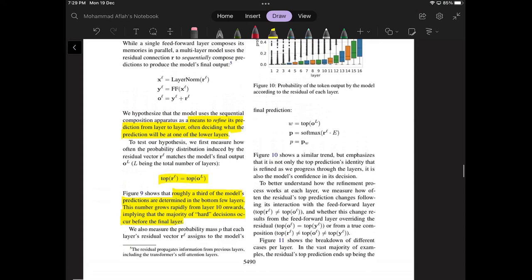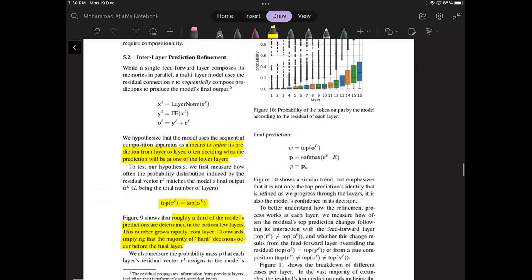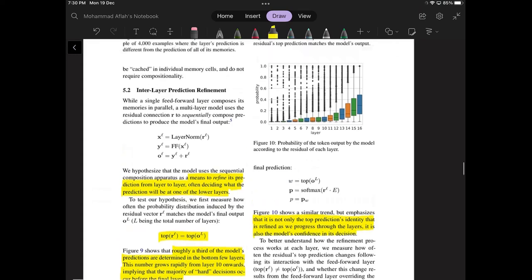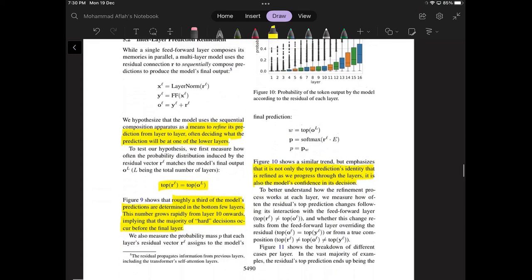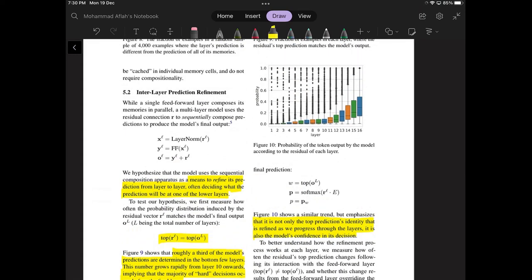We also measure the probability mass p that each layer's residual vector assigns to the model's final prediction. Figure 10 shows a similar trend but emphasizes that it is not only the top prediction's identity that is refined as we progress, it is also the model's confidence in its decision. So again, the probability is also increasing.